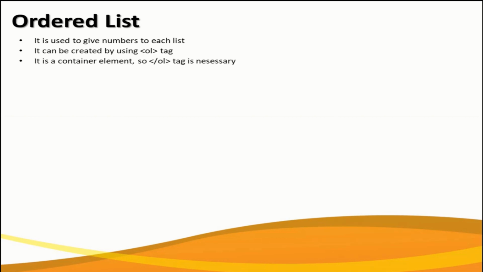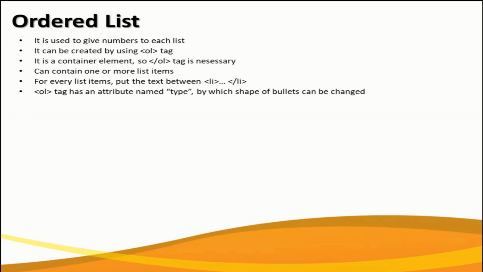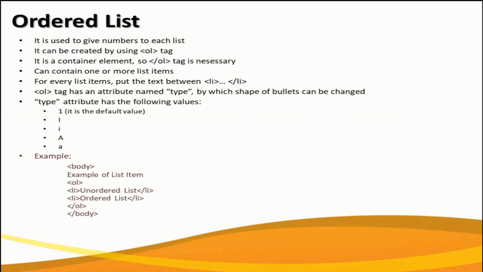Next is ordered list. It is used to give numbers rather than bullets in front of list items. For ordered list, the OL opening and closing tags have to be used. Like unordered list, it can contain one or more list items, and for defining list items, the same li element we have to use. It has also the same attribute named type, but the value of type can be 1, capital I, small i, capital A or small a. Follow the example given below.